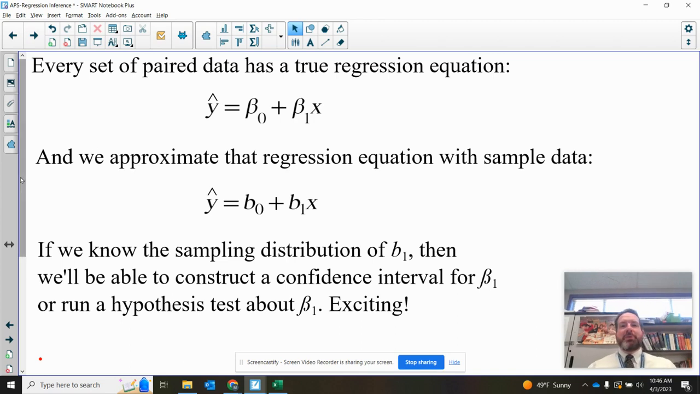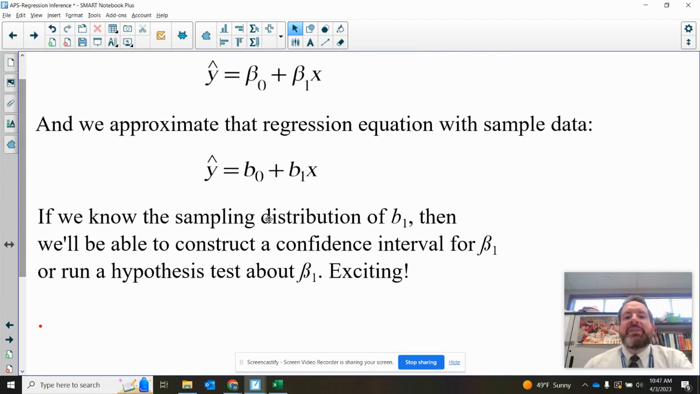So we've gone through inference now. We've looked at sampling distributions for means, for proportions. We're also looking at some chi-squared stuff. Well, if we know the sampling distribution, and we're going to focus just on slopes, these b1s, then we'll be able to construct confidence intervals and run hypothesis tests, which is very exciting. So if we can get that described, which we can, we'll know what to do next.